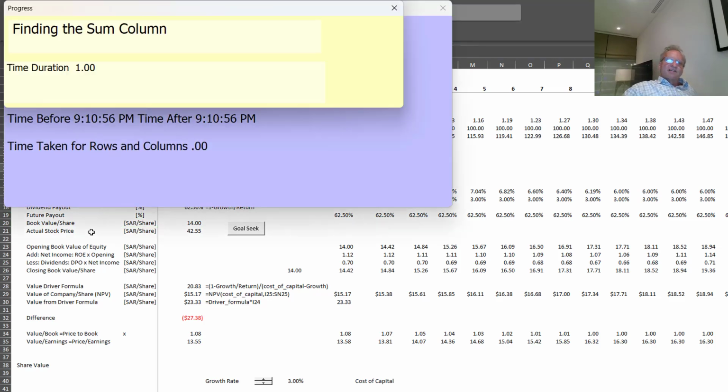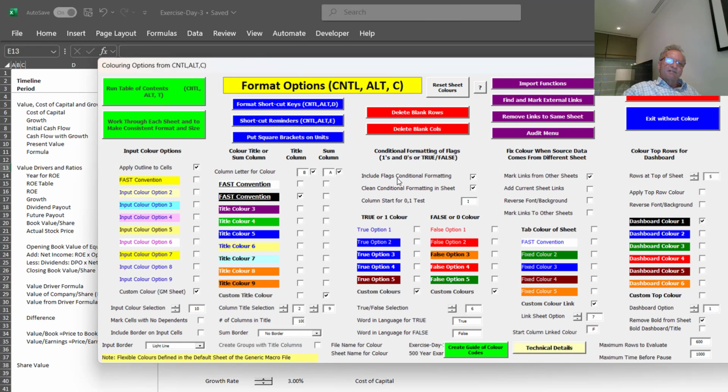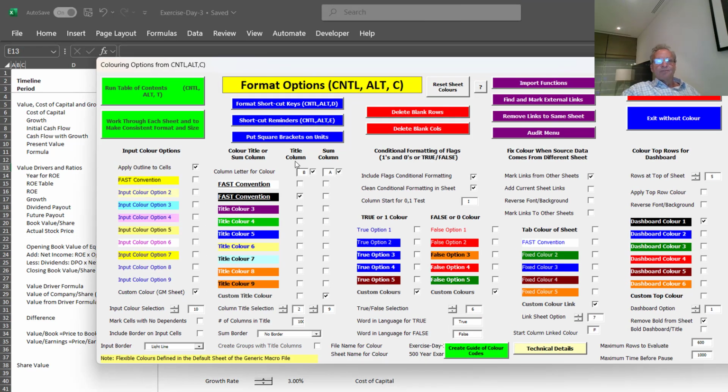And then if we want to color the sheet, you decide how you want to color the input colors over here. The title will make like a fast convention. We don't need a sum function, and then we'll color our trues and false.